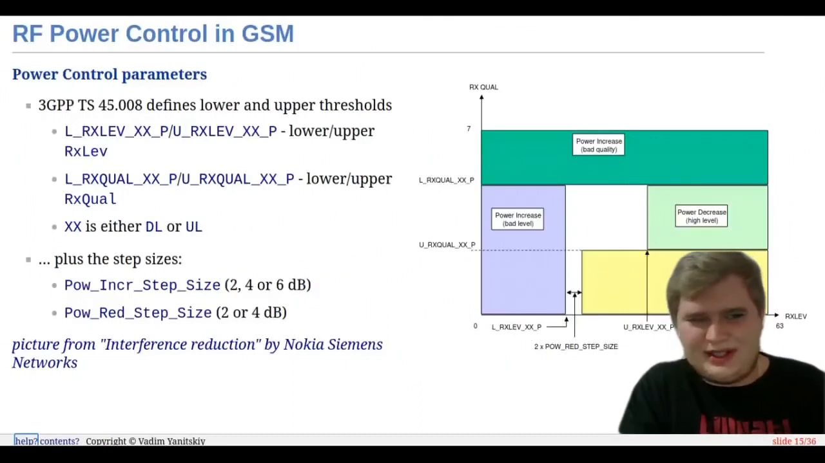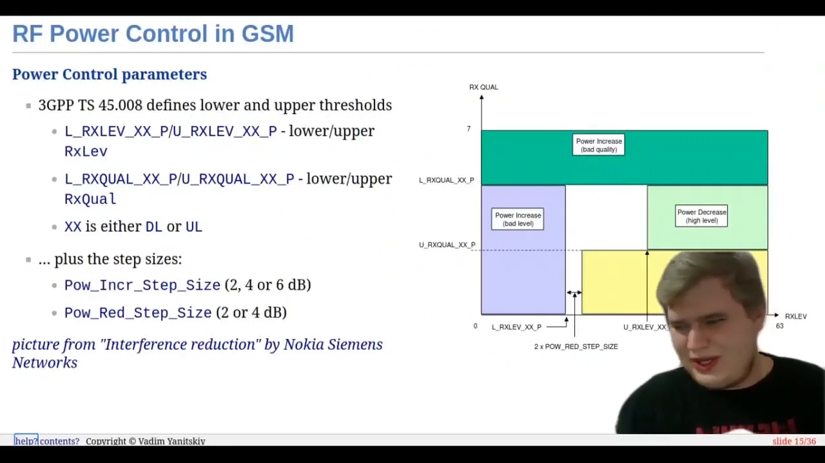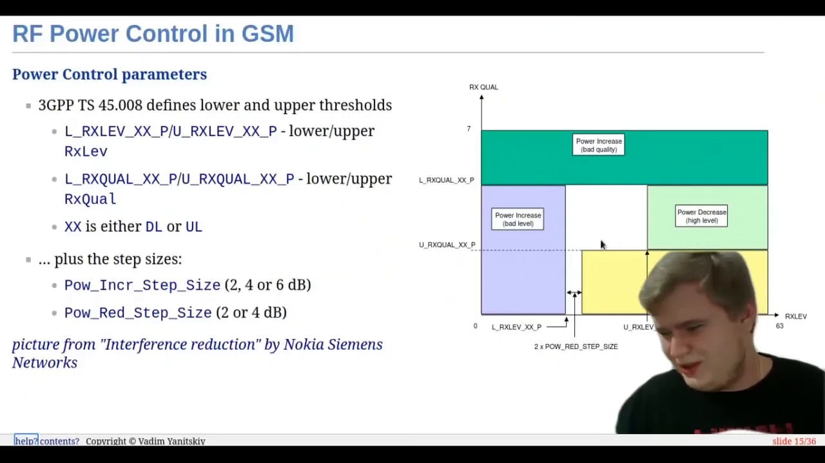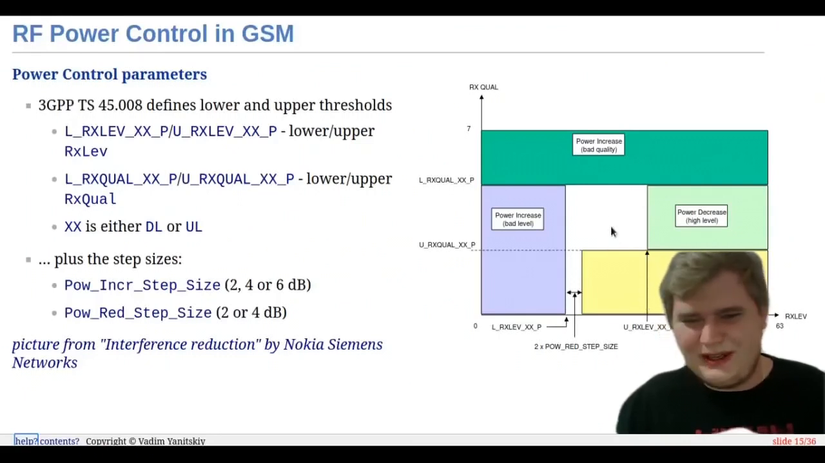3GPP defines, as I already mentioned, some limited set of parameters, mostly the thresholds for the measurements and the step size for increasing and decreasing power. So if we look on the right side of this slide, the perfect state of power control loop is in the middle, the white area in the middle.